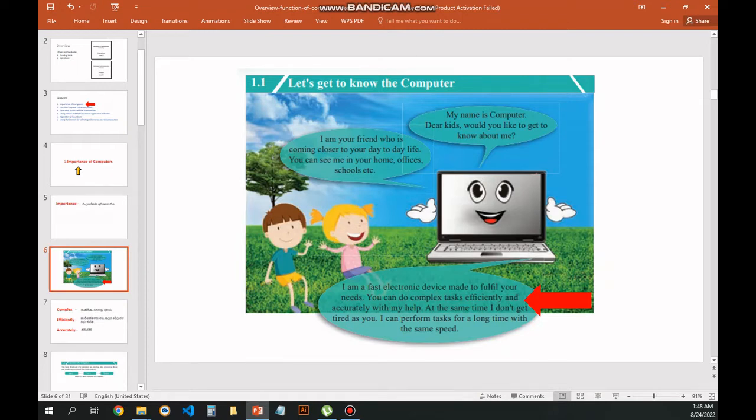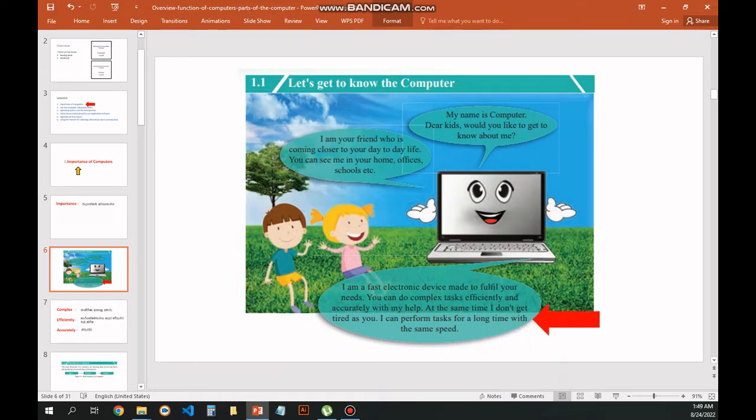At the same time, I don't get tired like you. I can perform tasks for a long time with the same speed. So now the computer is telling, I'm not getting tired just like you all. I can do whatever work you ask me to do for a long period of time, without getting tired and with the same speed.